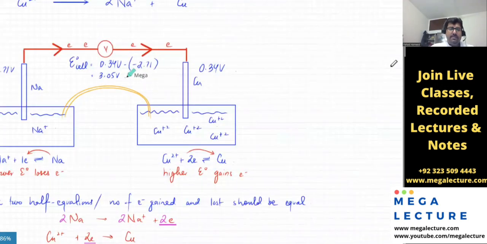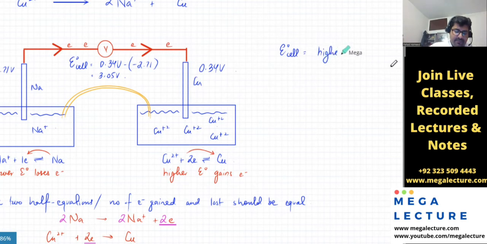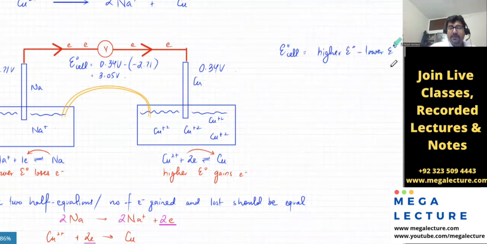So here I'll write its explanation. E naught cell is the potential difference. E naught cell is like in physics. How do you calculate potential difference? That's high E naught minus lower E naught. It's the potential difference between the two electrodes. A better way of writing or describing E naught cell is reduction E naught minus oxidation E naught.